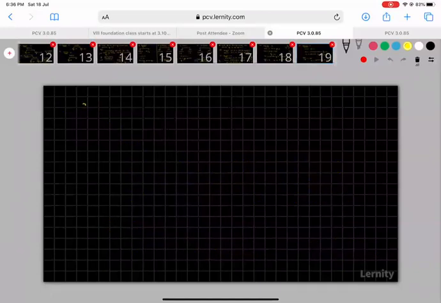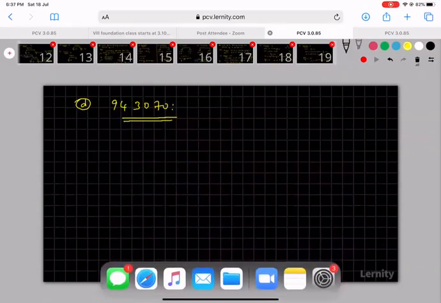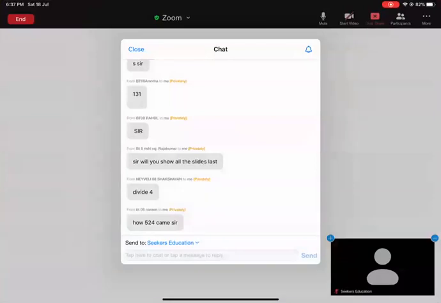The last problem, this is problem number D. Here you see, this is 943070. Okay, so whether it is divisible by 6, whether it is divisible by 6 and 12, sir?